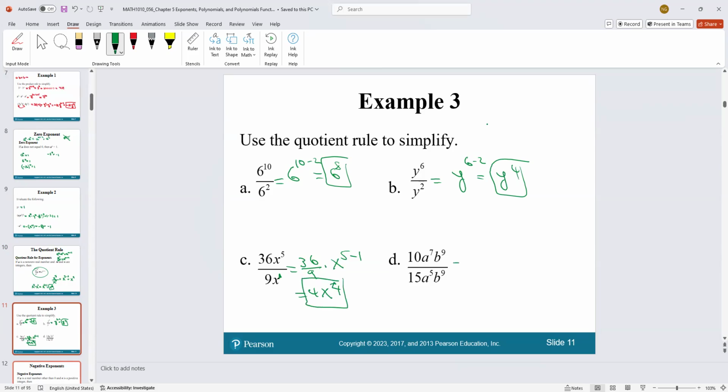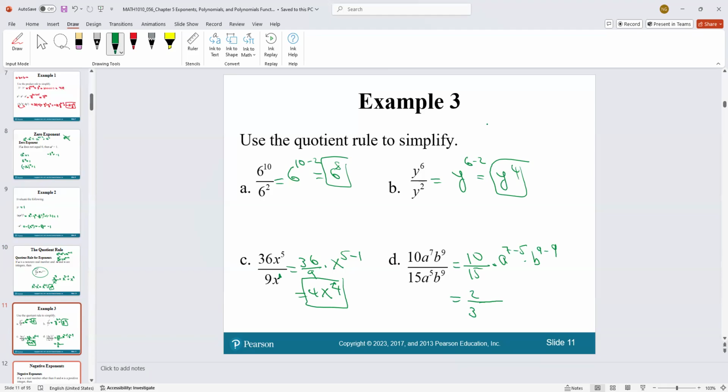Now, again, we combine real numbers with real numbers. 10 divided by 15 times a power 7 minus 5 times b power 9 minus 9. So what happened with 10 divided by 15? The common factor is what? Yes, it's 5. So 10 divided by 5 is 2, 15 divided by 5 is 3. Now we're done with this.